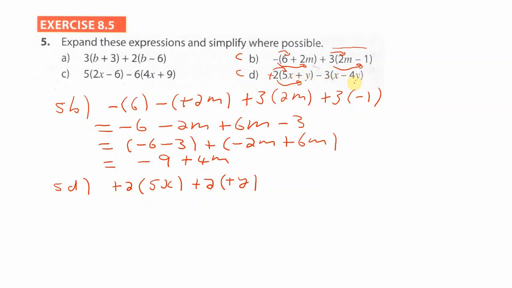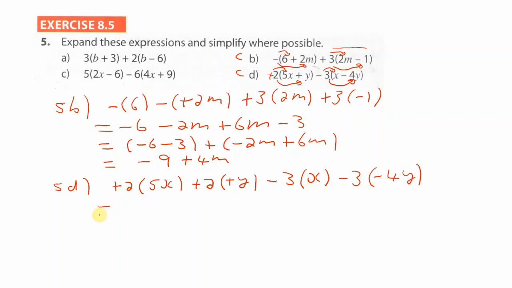Let's move on to the second. The rule is take what's in front of the brackets, multiply by the first term inside the bracket, which is the x. Take again what is in front of the bracket, multiply by the second term inside the bracket, which is negative 4y.